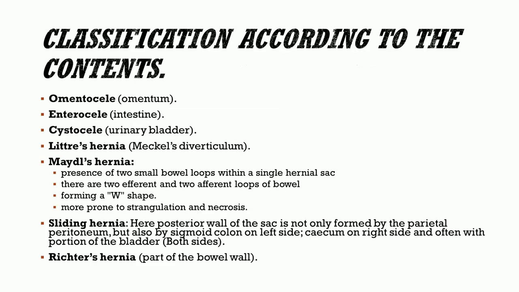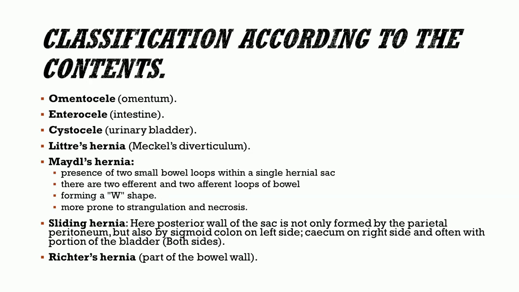Classification according to the contents. Omentocele contains omentum. Enterocele contains intestine. Cystocele contains urinary bladder. Littre's hernia contains Meckel's diverticulum. Maydl's hernia. Maydl hernias are defined as the presence of two small bowel loops within a single hernial sac, that is, there are two efferent and two afferent loops of bowel, forming a W shape. This type of hernia is more prone to strangulation and necrosis.